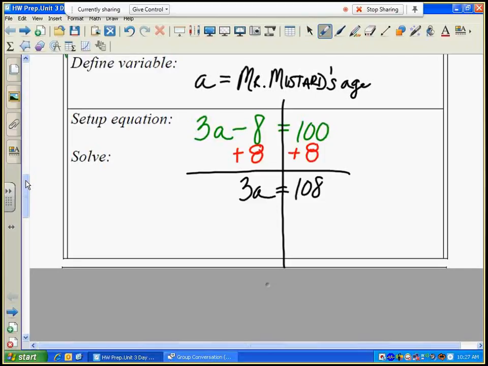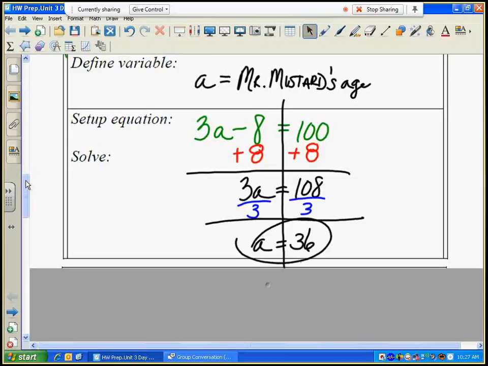Okay. Now I need to divide away that 3. What we end up with is A is equal to 36. Now you'll notice that Mr. Mustard's age is 36, which means he actually is at what the experts would call a perfect age, where he would still have all of his physical and mental capabilities. You could say that he's still in his prime, even though he may be short and or bald.